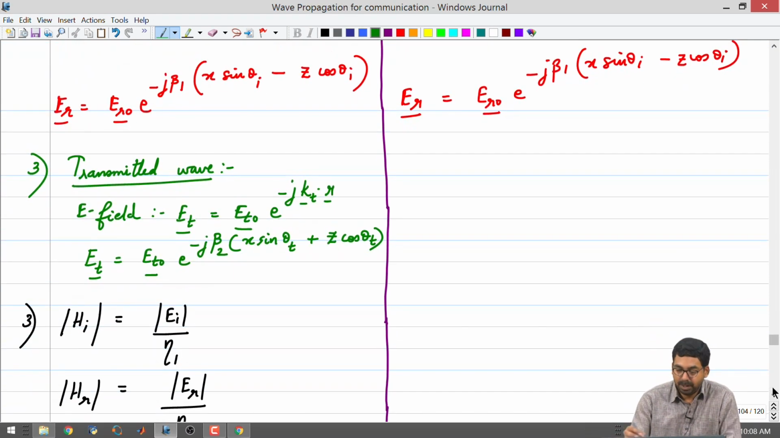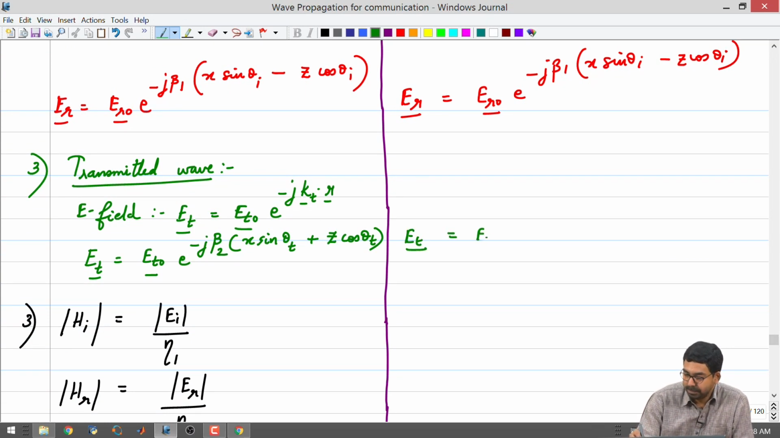Okay, and I am going ahead and writing down the expression for the transmitted electric field also.